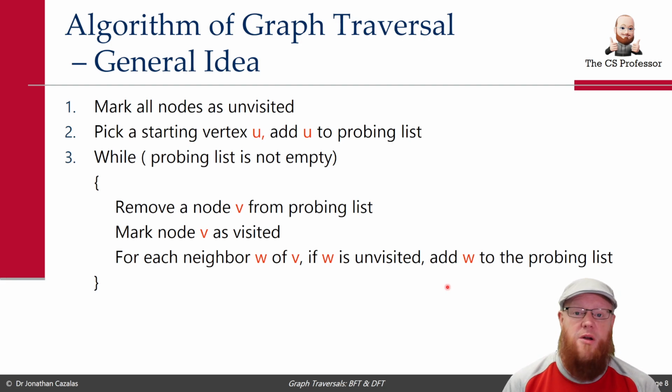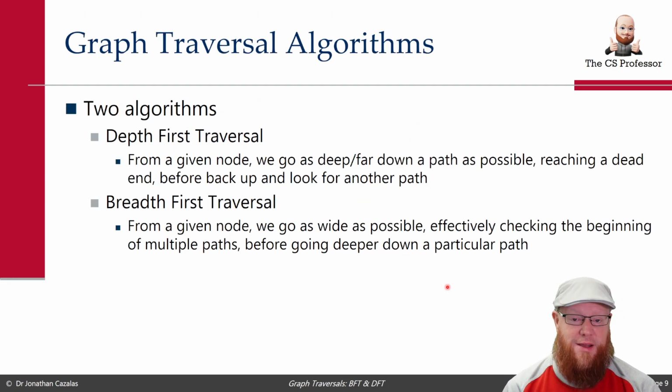But the probing list are the vertices that are under consideration, and that will make more sense when we come to the algorithm. While this probing list is not empty, remove one of the vertices from the probing list, mark that vertex as visited, and then do something with its neighbors. Either add all of them back to the probing list, or add only one of those neighbors back to the probing list. Again, that's algorithm dependent, but that is the general idea.